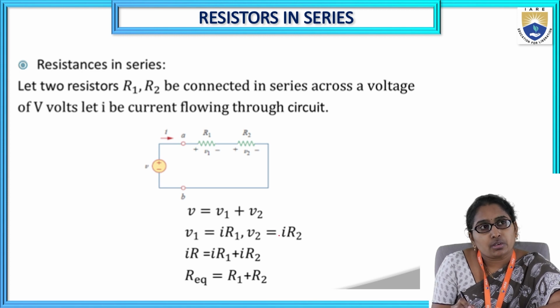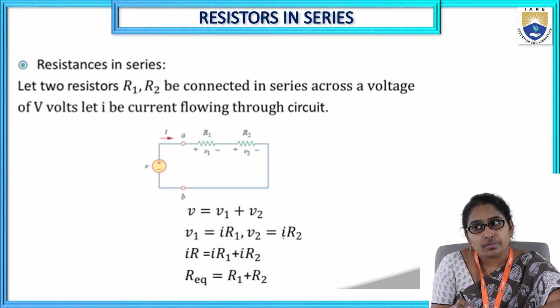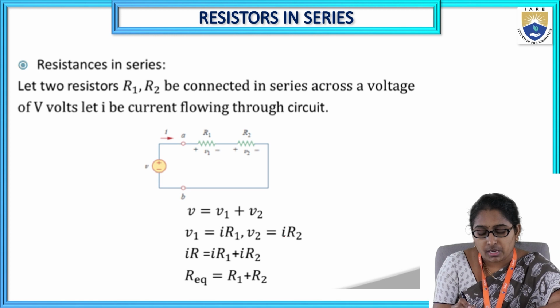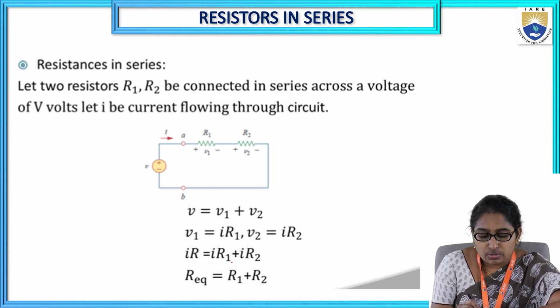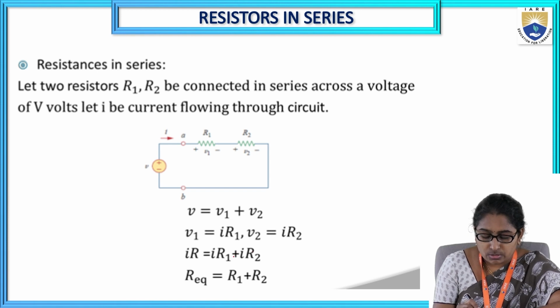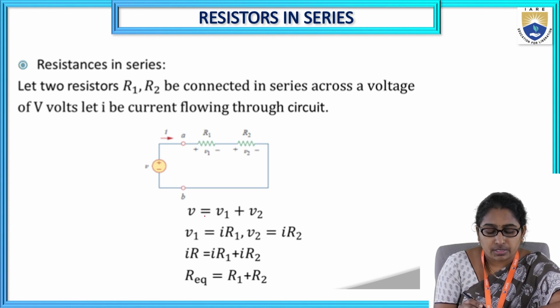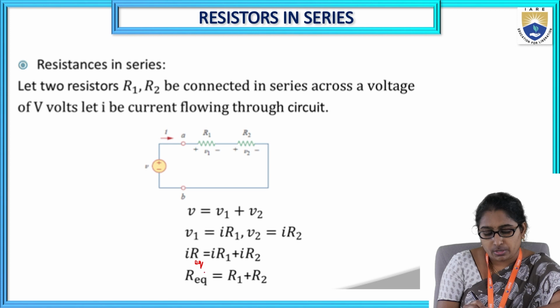V2 is given in terms of its current and its resistance, that means IR2. V is equal to V1 plus V2, so substitute in terms of current and resistance: IR1 plus IR2 equals V. What is V? V is given in terms of current and resistance as I times the total resistance of the circuit, that means R equivalent, right?